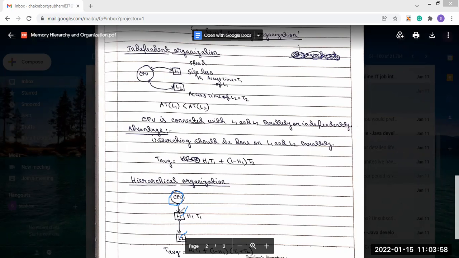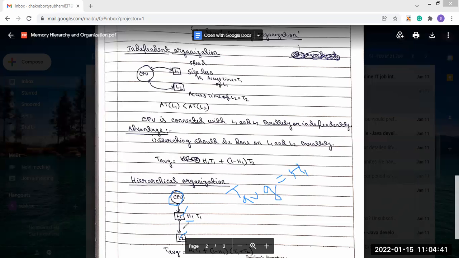So let's say the CPU's search starts, and the data is searched in the L1. What will be the T average, the average time? From this we will prepare the expression. If the data that the CPU is searching is found in the L1, we call it a hit. The hit has occurred, so the hit ratio will be H1.